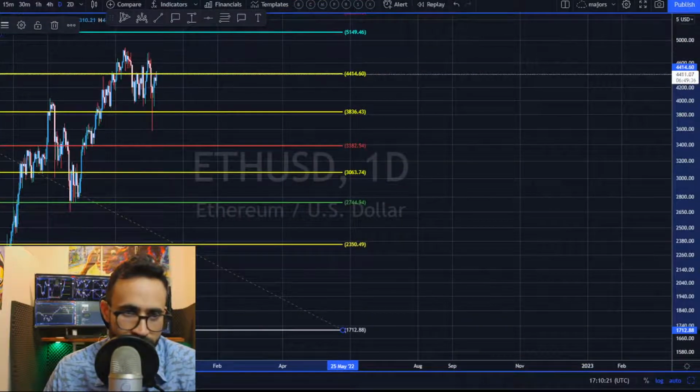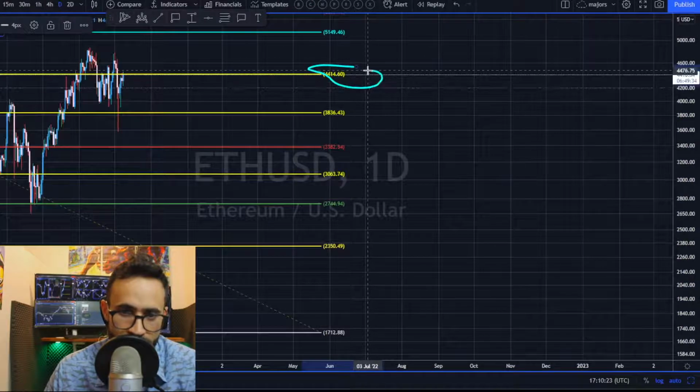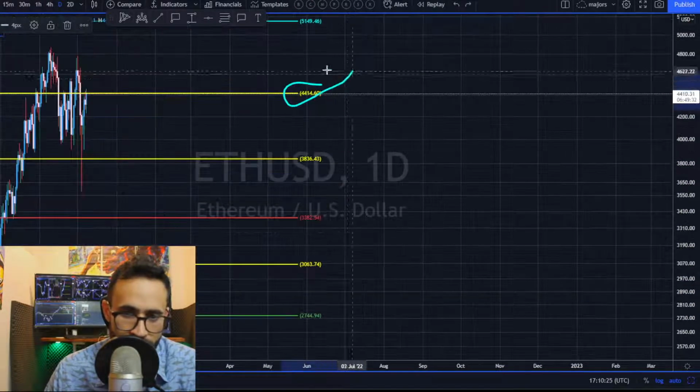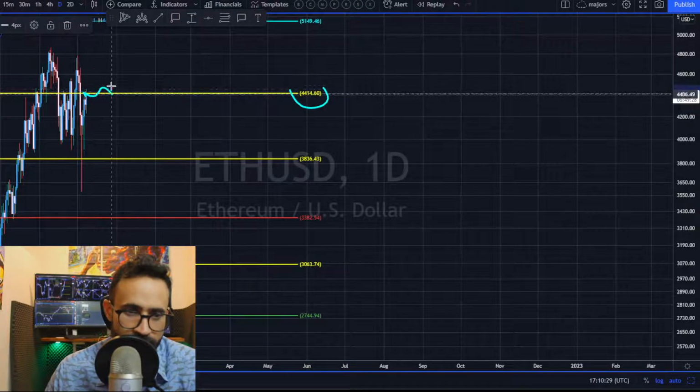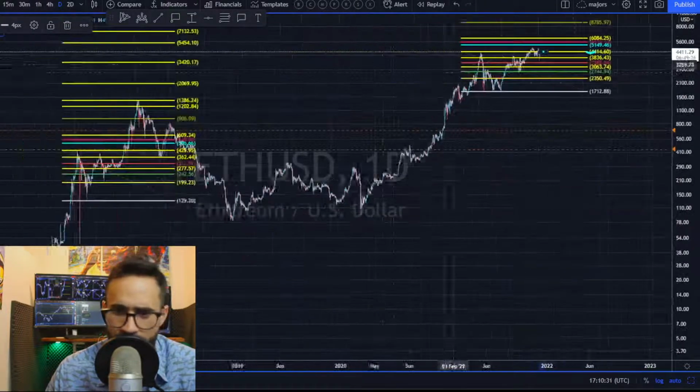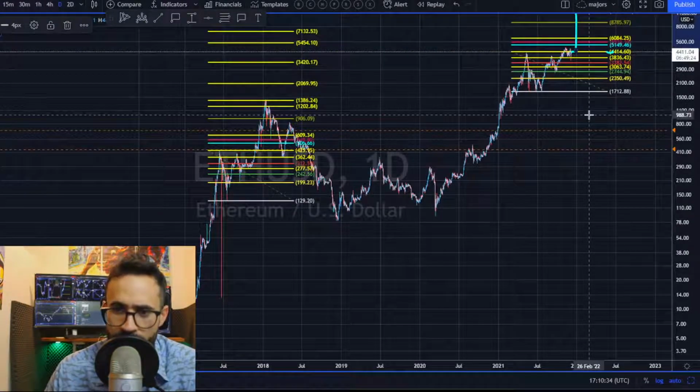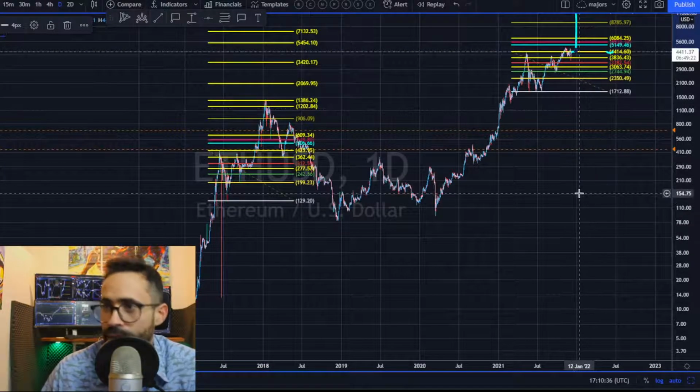If we do break above, I mean, we did see the minor 61.8. We do have a major 100% fib right here. So we're in a pivotal phase. If we do see a continuation, I think Ether can really get set, right? But if not, then we're probably back in a corrective phase.